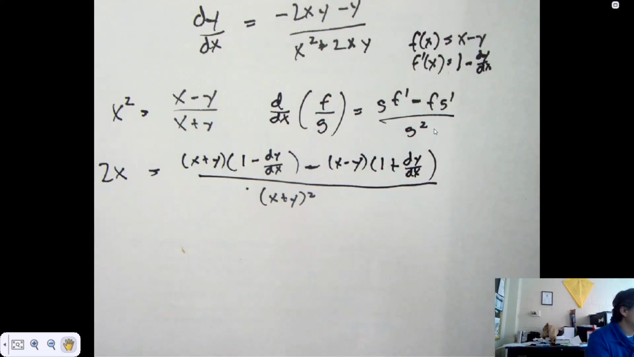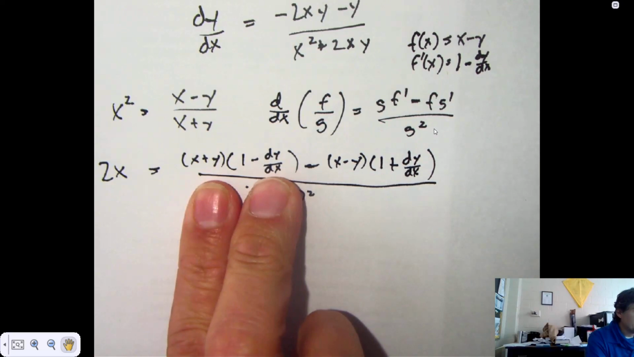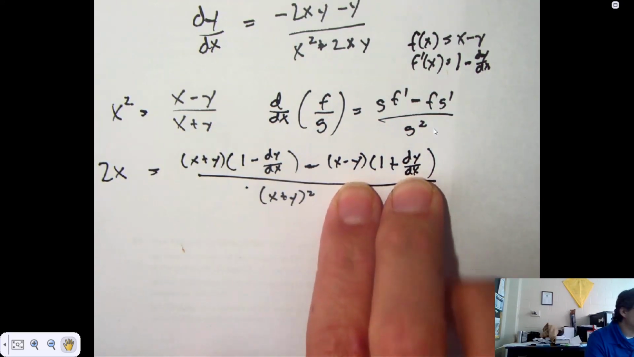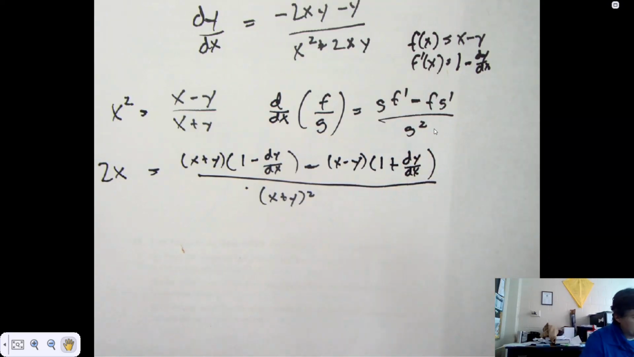So now the task is to solve for dy/dx, and that's the fun part. I'm reckoning you're going to FOIL. Is there an easier way to avoid FOILing? No, not that I can see.